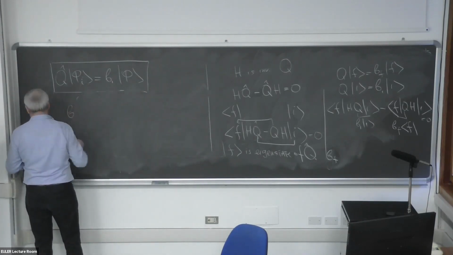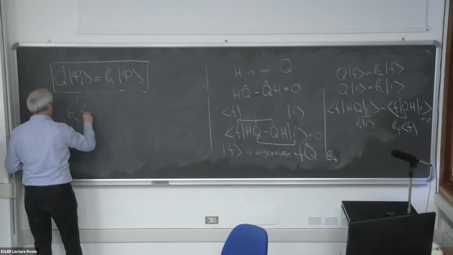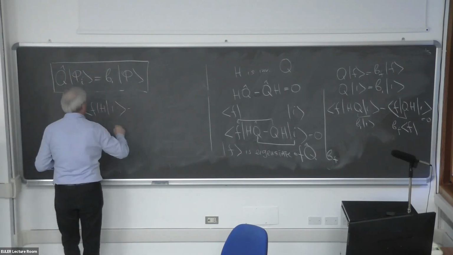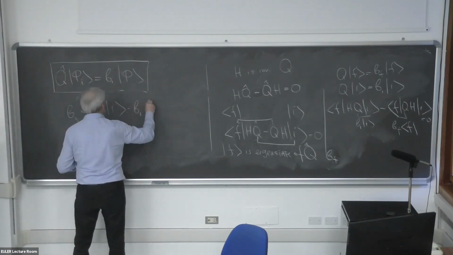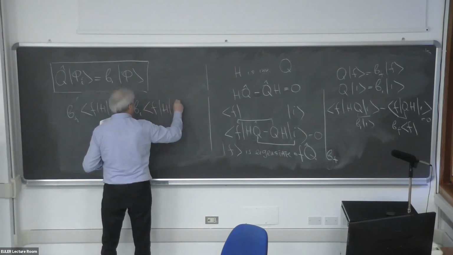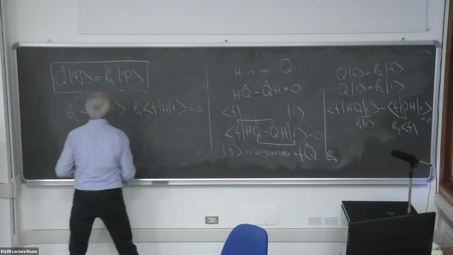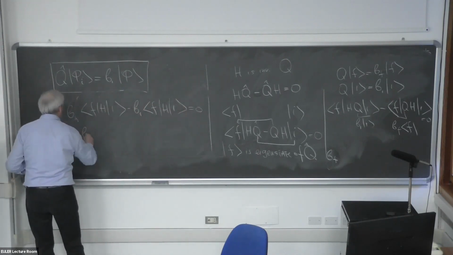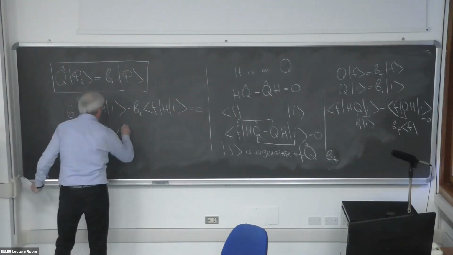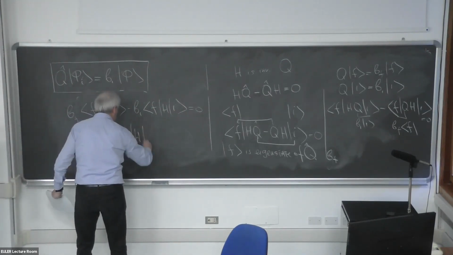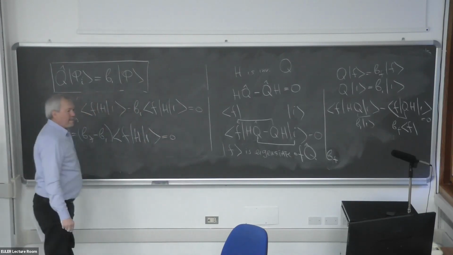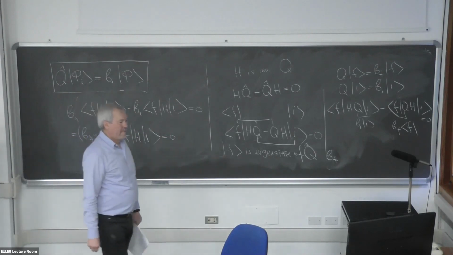I can write this as BF times HI minus BI times FHI equals 0. Or I can write this as BF minus BI, multiplied by FHI, and that should be 0. Agree?